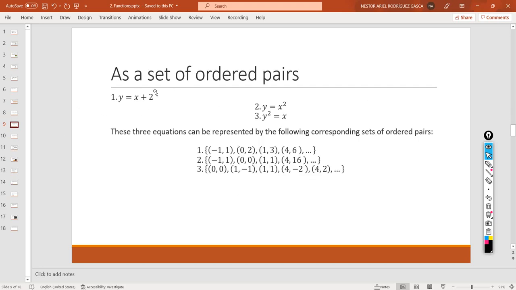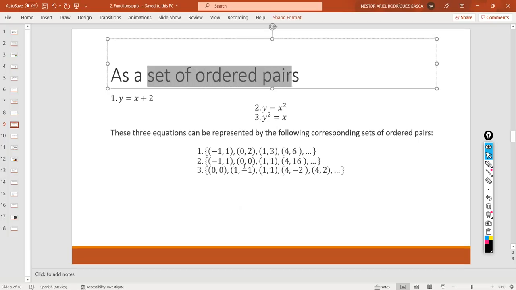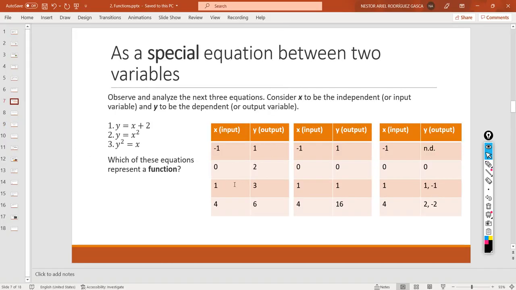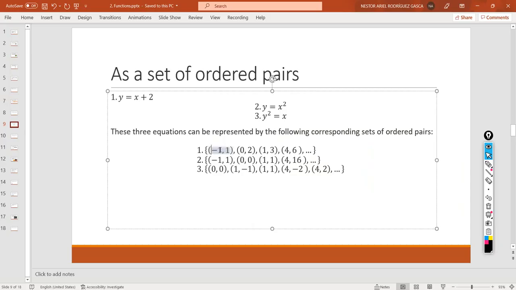Then I told you that we can also understand a function by means of sets of ordered pairs, like so, which basically is the same idea behind the table of values. Instead of writing this as a table and writing that for an input of -1, we get an output of 1 for this particular function, I can just write this as a point in which the first coordinate is the input and the second coordinate is the output. So we can also represent a function by means of sets of ordered pairs.